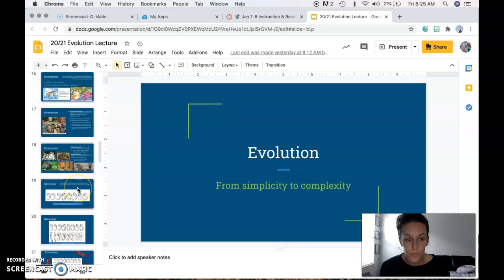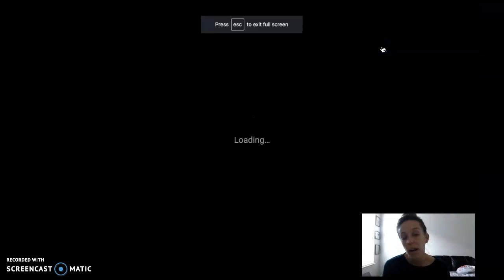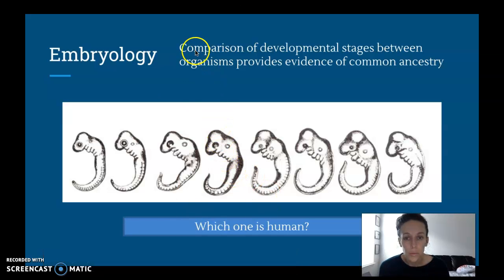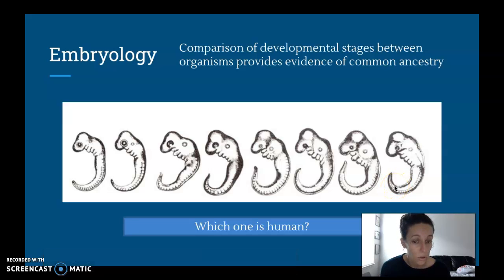All right. These forms of evidence should be a little bit familiar because of the practice you worked on yesterday. But let's just talk real quick about embryology. Embryology is the comparison of developmental stages between organisms. So we're looking at living things, specifically animals, in the earliest stages of development, either in utero, meaning still in the womb, or when it is in the egg.